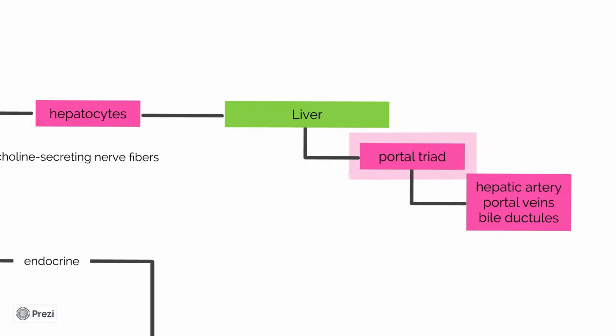The liver contains a portal triad consisting of a branch of the hepatic artery, a branch of the portal vein, and bile ductules.